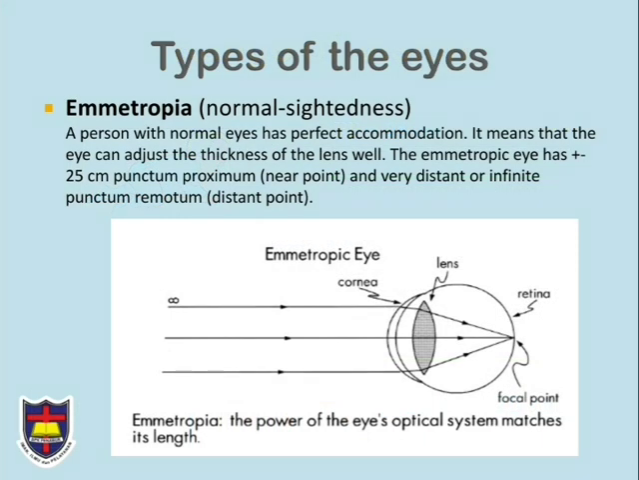Now we are going to learn about types of the eyes. Type of the eyes number 1 is emmetropia, or normal sightedness. A person with normal sight has a perfect accommodation. It means that the eye can adjust the thickness of the lens well. The emmetropic eye has 25 cm punctum proximum, or near point, and very distant or infinite punctum remotum.